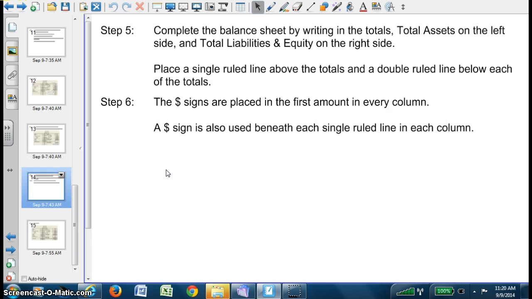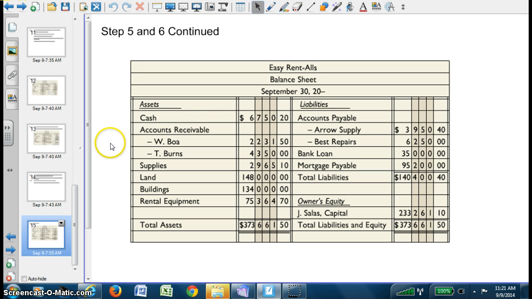Now we're at steps 5 and 6. So step number 5, complete the balance sheet by writing in the totals, total assets on the left side, total liabilities and equity on the right side. You would place a single ruled line above the totals and a double ruled line below each of the totals. And then also in step number 6, dollar signs are placed only in the first amount in every column, and then a dollar sign is also used beneath each single ruled line in each column. And then we'll bring up an example of the completed balance sheet.